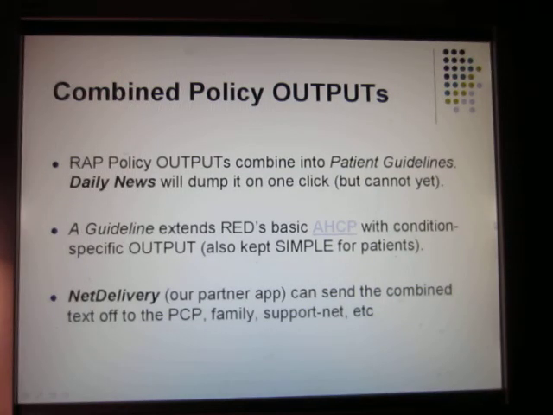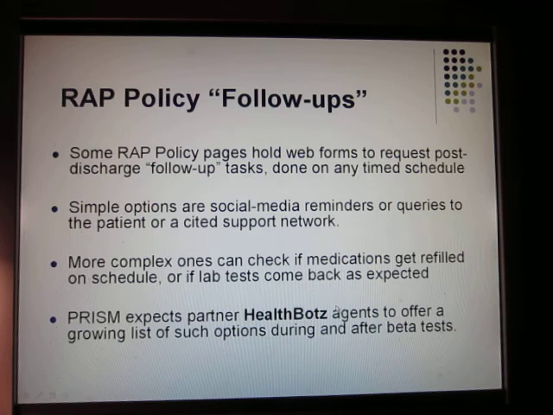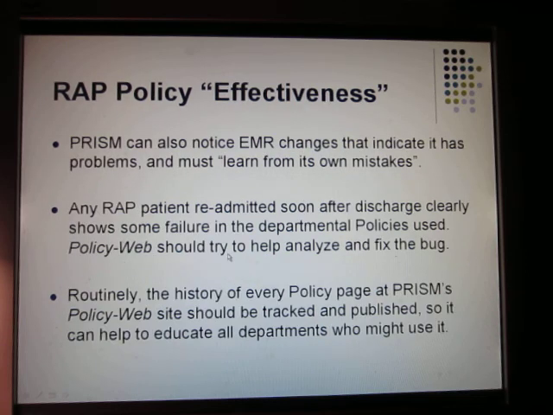But the guideline can extend that by having condition-specific output, things that can be done for each patient specially. And when we get the combined thing together, our partner Net Delivery can send the combined text off to the PCP, family, supporters, etc. There can also be follow-ups. These are things such as social media reminders or queries to the patient or a cited support network. And we can check about labs and other things like that. We expect health bots to help on this.